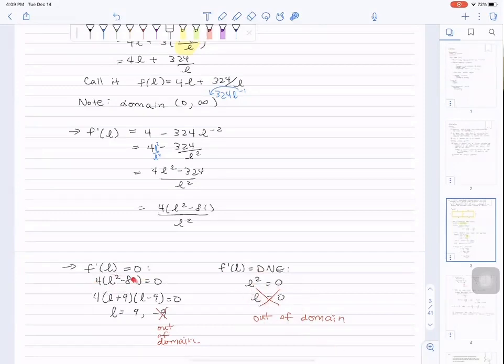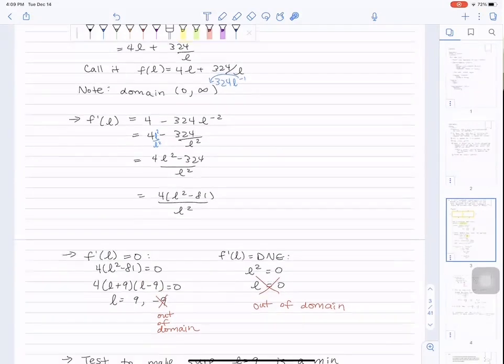What about over here? What critical points do we get here? We get L equals 9 and negative 9. But negative 9 is also out of our domain, so we can ignore that. But 9 is in our domain. So right now, our only critical point that we care about is L equals 9.